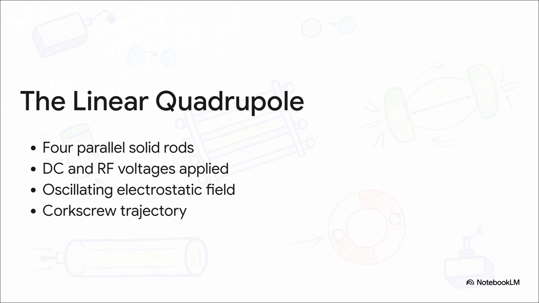through. If an ion has the exact right mass for the current voltage, it survives, undergoing a perfectly stable corkscrew-like trajectory right down the middle of the rods, straight to the detector.